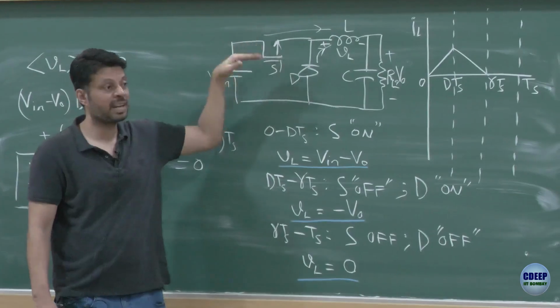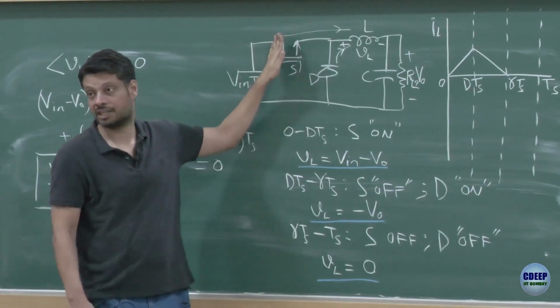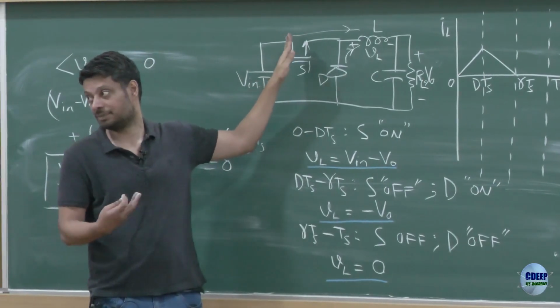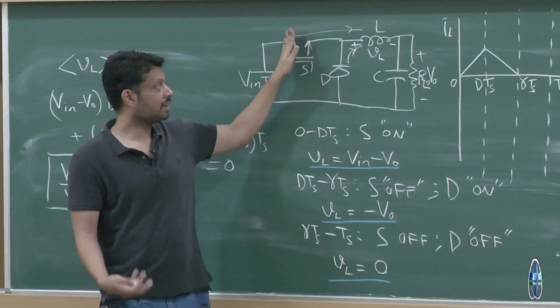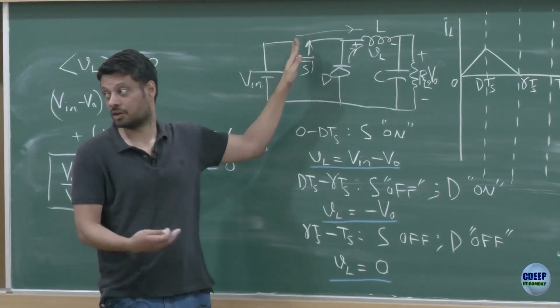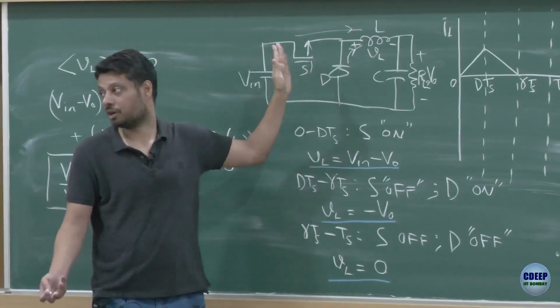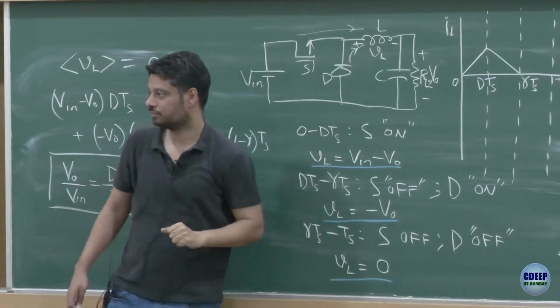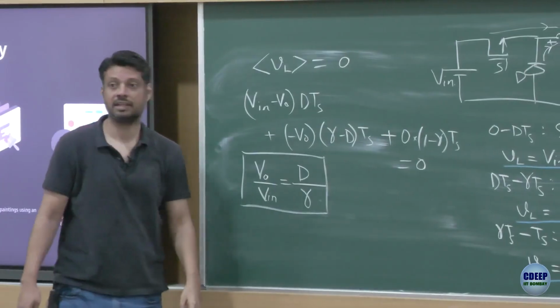No, because for inductor current to become positive, the voltage across the inductor must be positive, which doesn't seem to be happening. Can inductor current go negative? No, because the diode will not allow it to do that. So the only option left is that current will just remain at 0. Is this expression fine? Any doubt here?